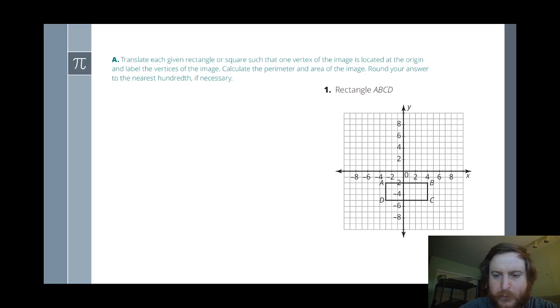That means this guy's also 7, this guy's also 3. So for the area, it's just base times height, 7 times 3. We get 21 units squared. And here you have the units squared.